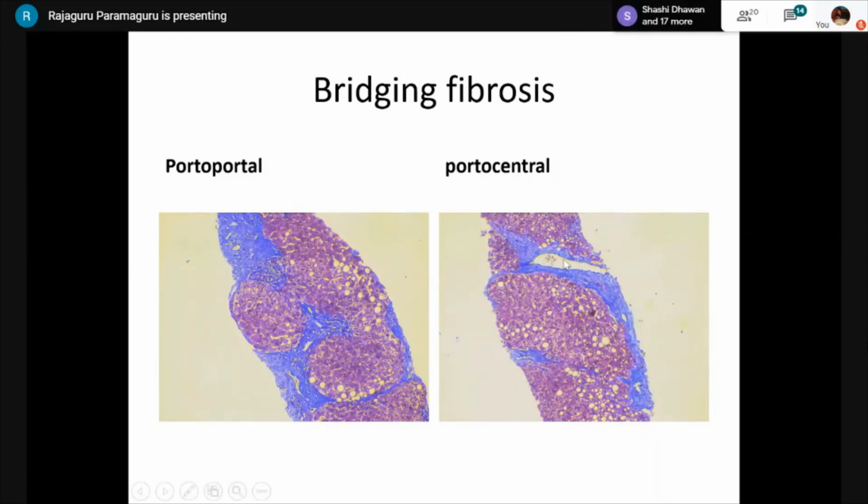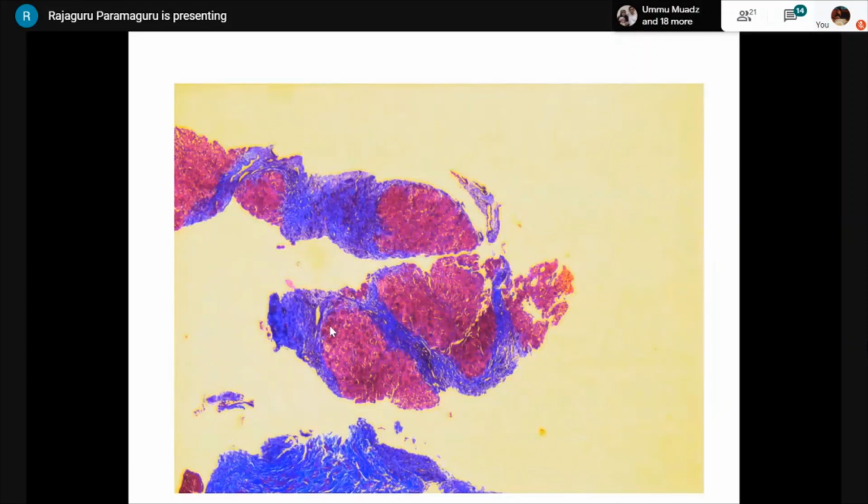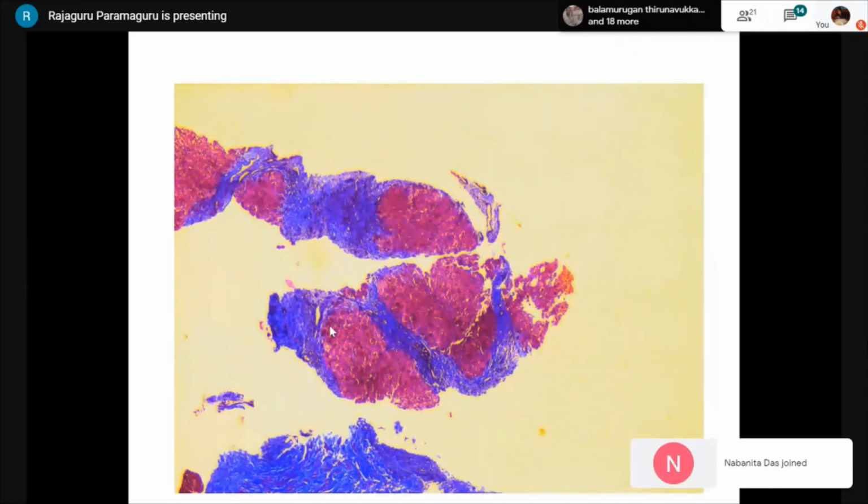This is a terminal hepatic venule which is bridging with a portal tract, and this is the portal area, this is the portal area, it is bridging. Actually in this case it is a well-formed cirrhosis. I just took images from those areas which are showing bridging fibrosis. And the previous image which I've shown, I'm just showing it again.